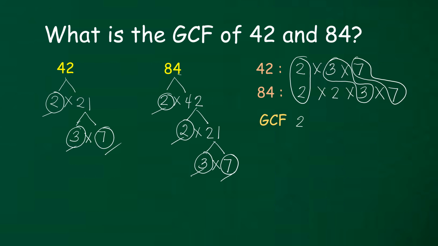Then let's multiply the common factors. So we have 2 times 3 times 7. So we got it from these common factors. So we multiply 2 times 3, that is 6, times 7. So that is 42. Our GCF is 42 when we multiply 2 times 3 is 6 times 7 is 42.